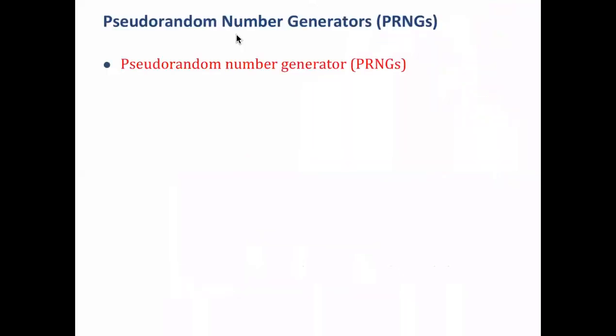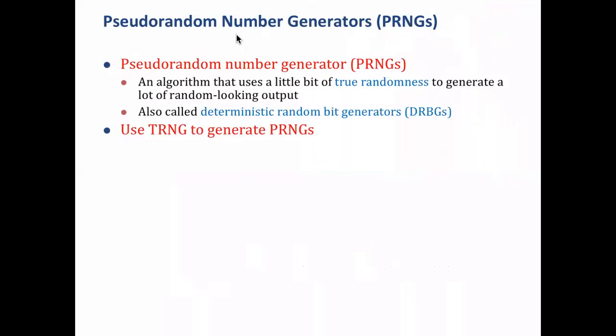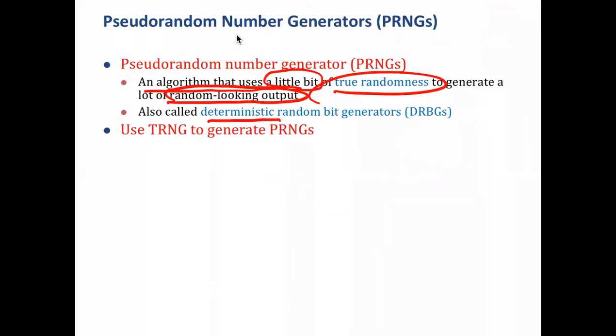Okay, so now the question is, how do we generate it? What is the method? So as we discussed earlier, a pseudo number generator or the algorithm for that should use a little bit of true randomness to generate random looking output. And these algorithms are called deterministic random bit generator or DRBG. Now the technique is to use TRNG, which is true random number generator, to generate pseudo random number.